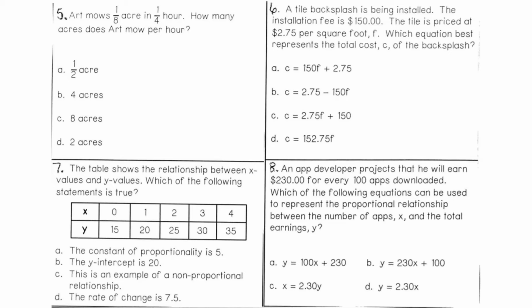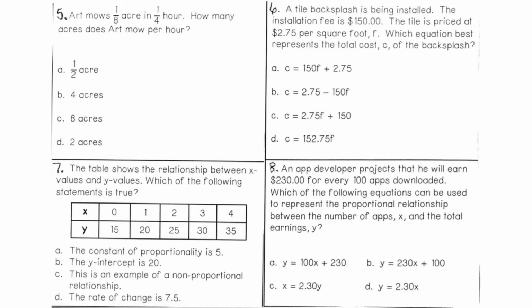Number 6. A tile backsplash is being installed. The installation fee is $150. The tile is priced at $2.75 per square foot, represented by F. Which equation best represents the total cost, C, of the backsplash? Number 7. The graph shows the relationship between X values and Y values. Which of the following statements is true?